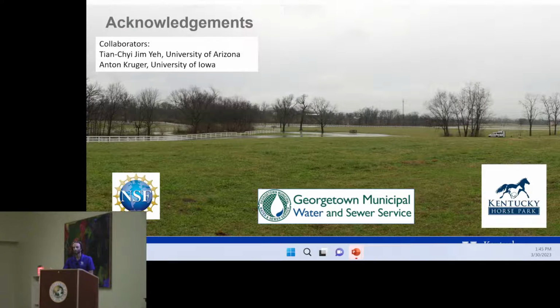Cool stuff. Just a technical question. The stage measurements, are those barometrically corrected, so they're actual water level measurements? They are. Thanks.